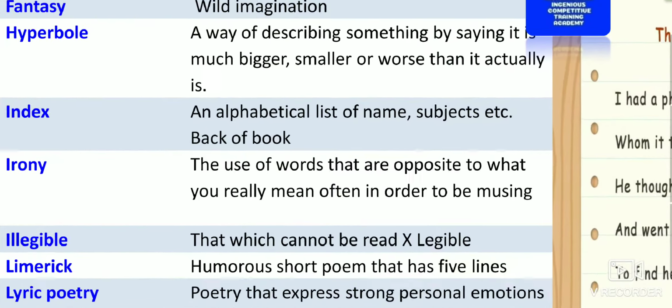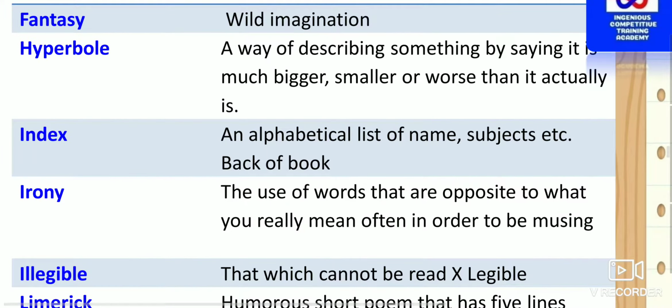Next we have fantasy, which means wild imagination. Hyperbole means a way of describing something by saying it is much bigger or smaller or worse than it actually is. That is called telling something boastfully. That is known as hyperbole.